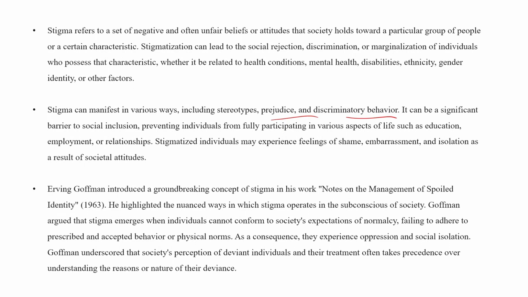So, this is a very important book. Why I am talking about this, I will recommend you to read that, Notes on the Management of Spoiled Identity, right? That's a book on stigma, I'm sorry, that's a book by Erving Goffman on stigma, and this is a very interesting and enriching book when we are reading it, so that you can relate and you can understand.